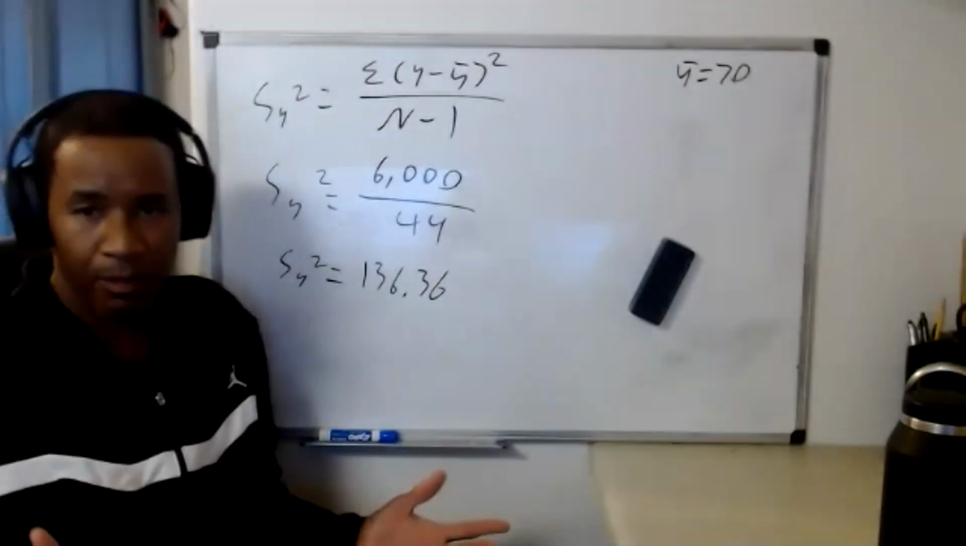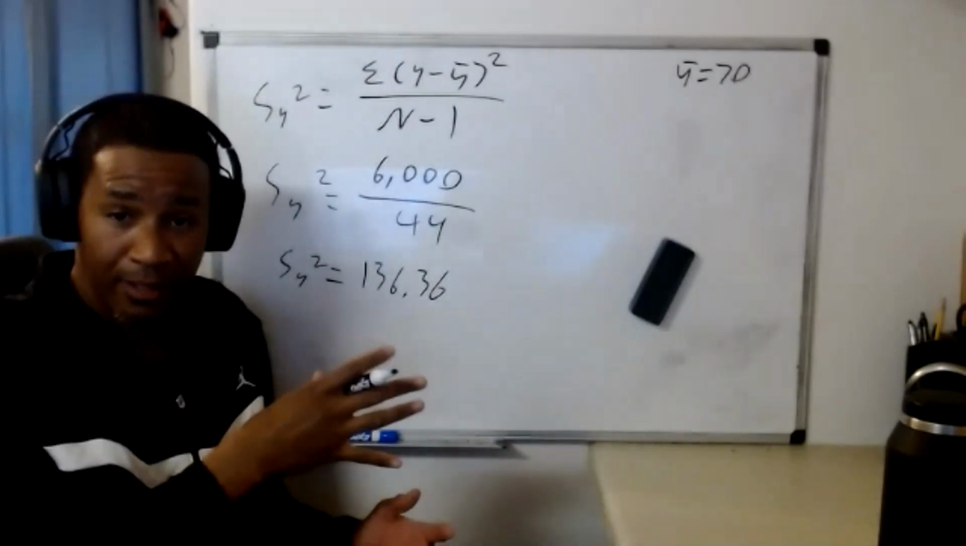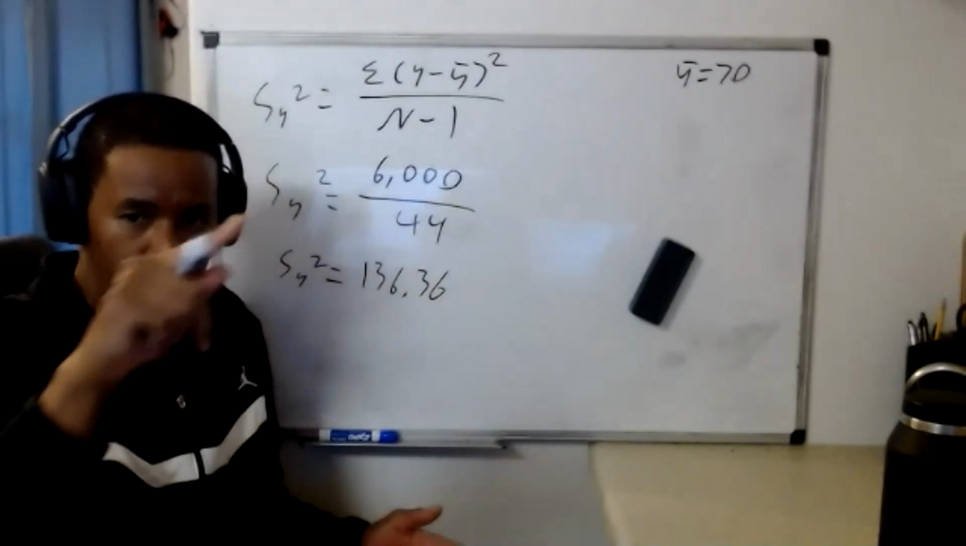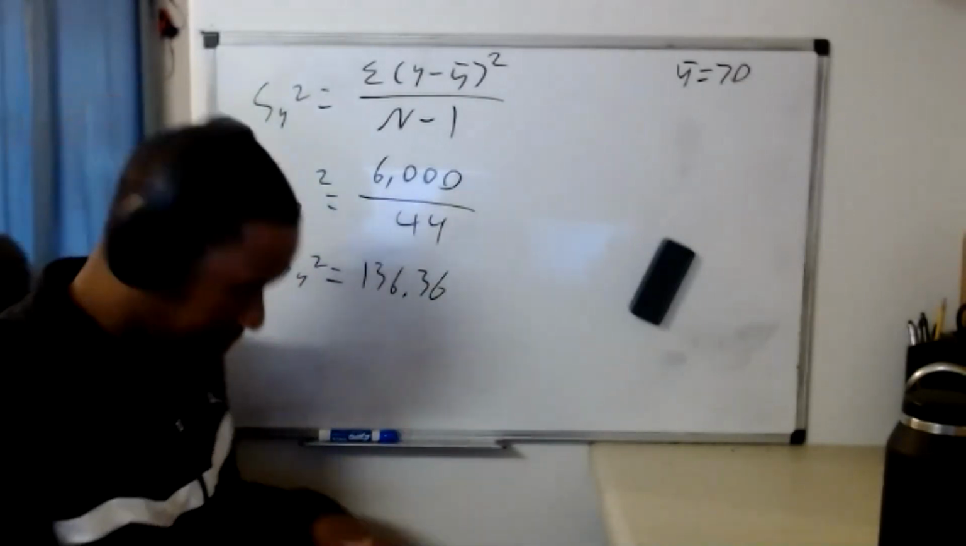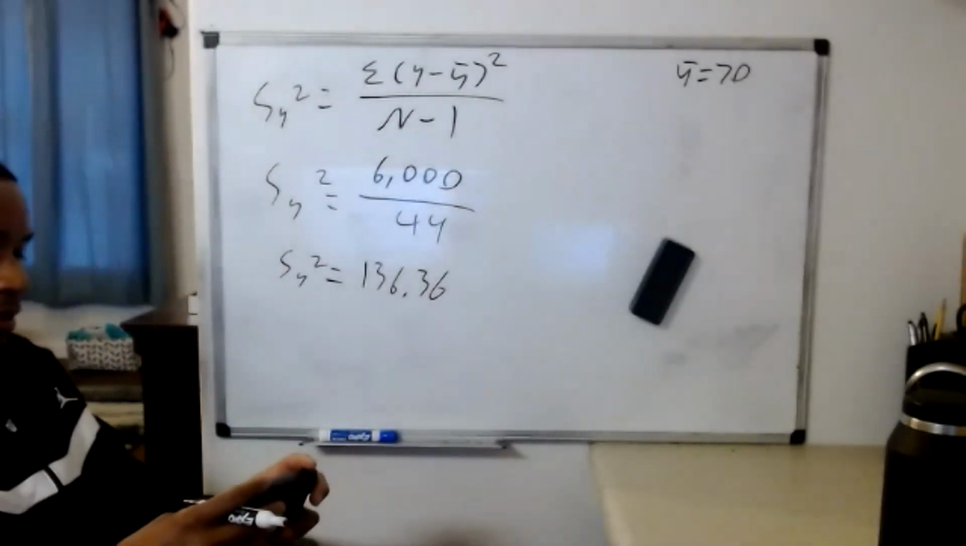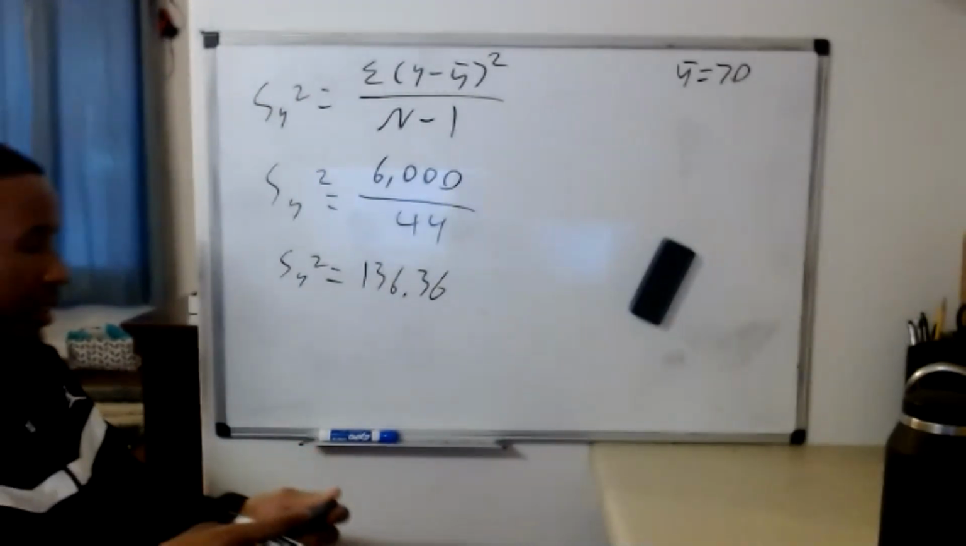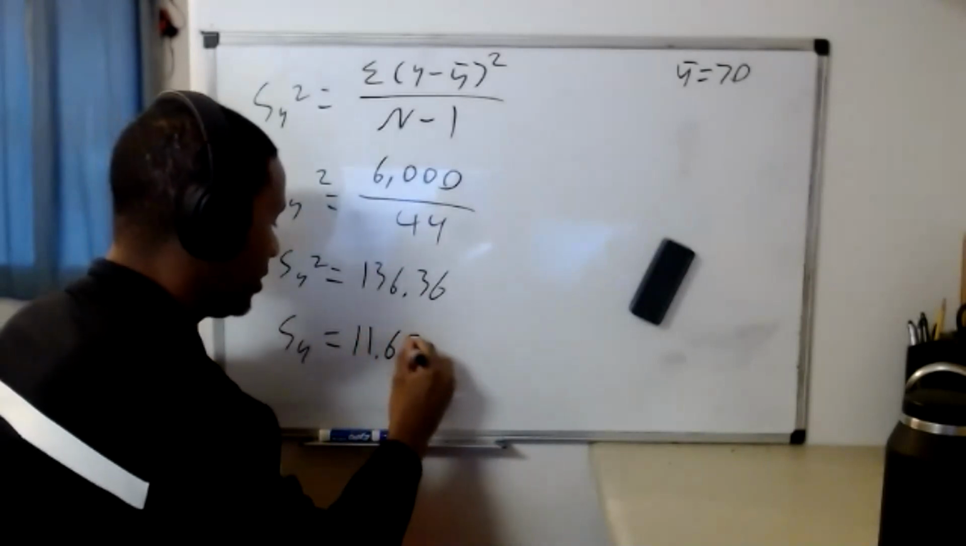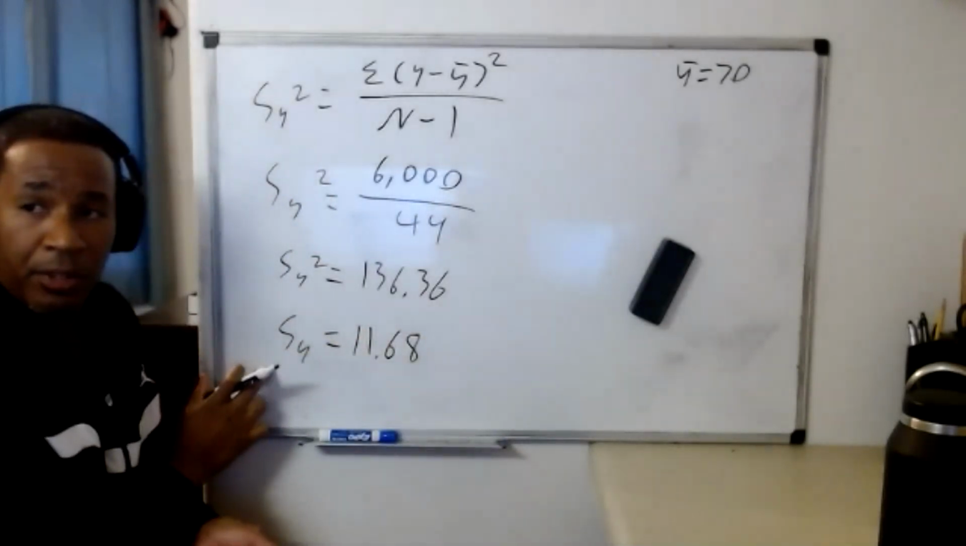But I'm not done, because we're not trying to find the variance. We're trying to find the standard deviation. How do we get the standard deviation from the variance? We take the square root, you hit the check mark button. So 136.36, the square root of it is 11.68, and that is our standard deviation.